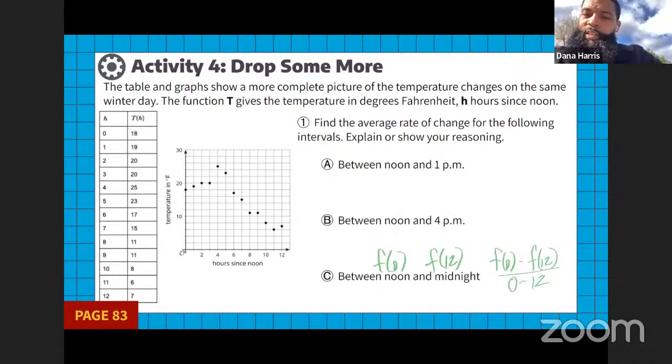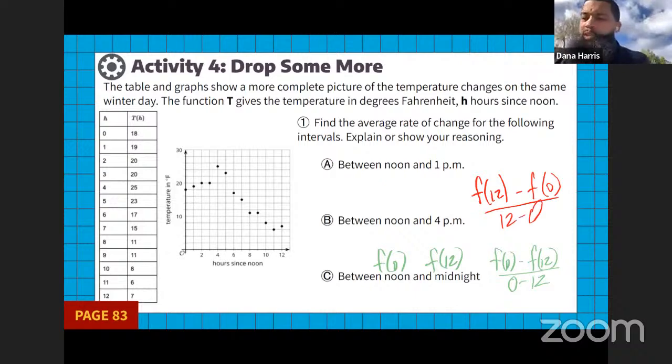We could also write it like this. Don't be confused. f of 12 minus f of 0, and we put that over 12 minus 0, okay? So what is f of 0? We said f of 0 is 18 degrees, okay? f of 0 is 18 degrees, and f of 12 is, boom, so that was f of 0 here on the y-axis. f of 12 is 7 degrees, okay? So 7 degrees, okay?